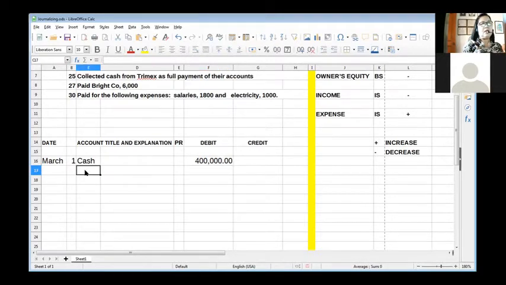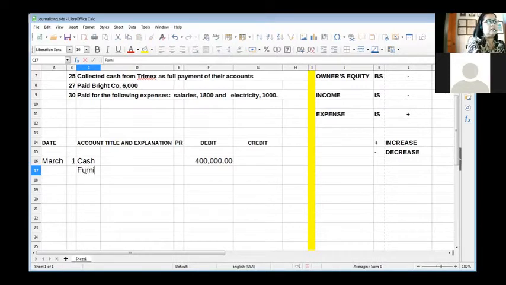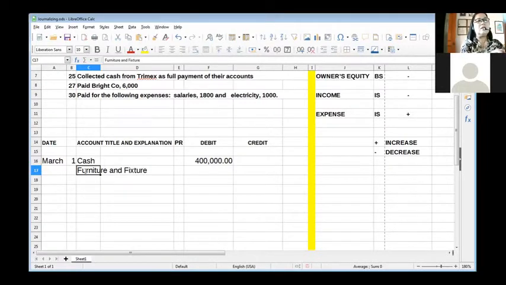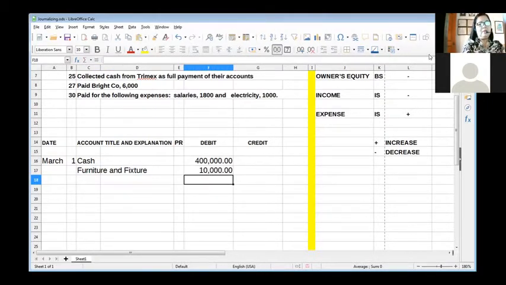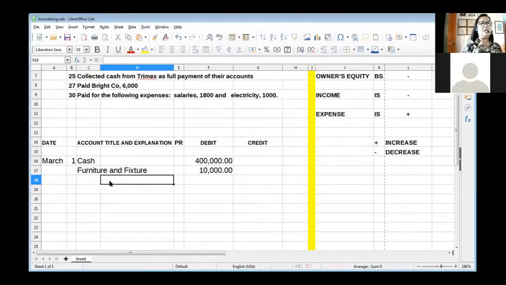At ano pang nagkaroon siya? Di ba nagkaroon siya ng furniture and fixture? Na magkano? 10,000. Okay. So, yan na ang debit mo. Ngayon, di ba ang sabi natin, kung meron kang entry ng debit, meron ka din dapat na credit. Pwedeng isa lang ang debit mo, pwedeng dalawa, pwedeng marami, as long as the total amount is equal. Okay, now, ang susunod natin ay yung credit.